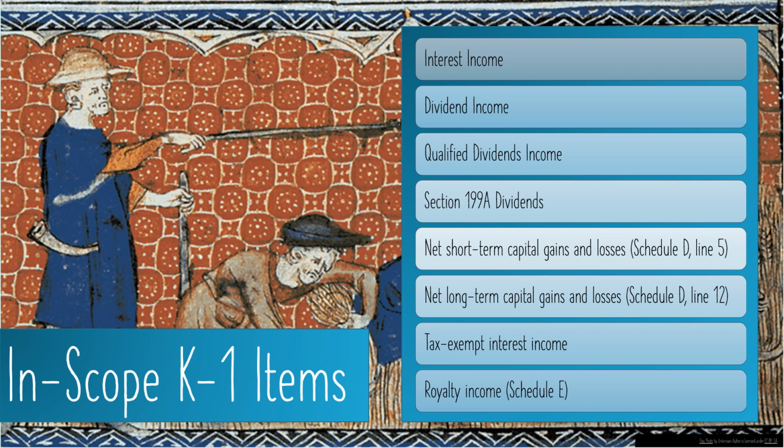So in the things on this list, we have interest income, dividend income, qualified dividends income, Section 199A dividends, net short-term capital gains and losses. Those get reported on Schedule D, line 5 of the 1040. Net long-term capital gains and losses would be reported on Schedule D, line 12. Tax-exempt interest income and royalty income.